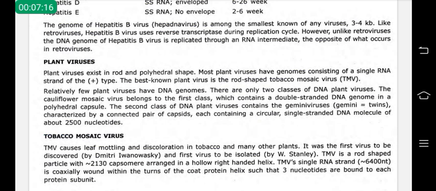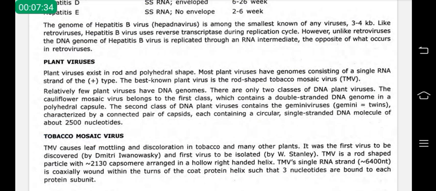The second class of DNA plant viruses contains the Gemini virus, Gemini twins. Oh, that's a new thing. Characterized by a connected pair of capsids, each containing a circular single-stranded DNA molecule of about 2,500 nucleotides.